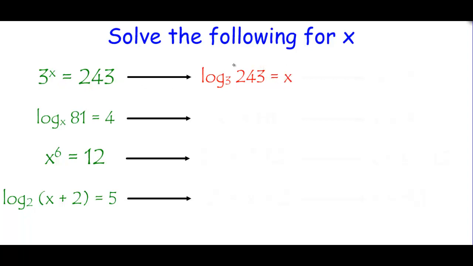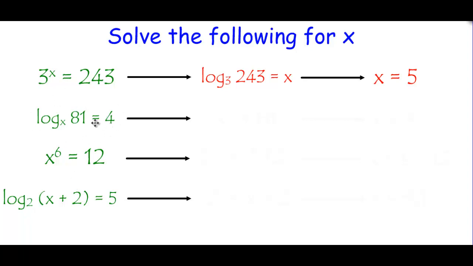Now the x is isolated. These are all numbers, so I can just type this in my calculator. Log of 243 divided by log of 3, and if I do that, I get an answer of x equals 5. I can always substitute it back in to make sure it's correct. 3 to the 5th is 243.